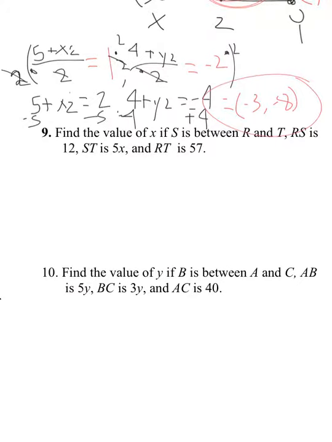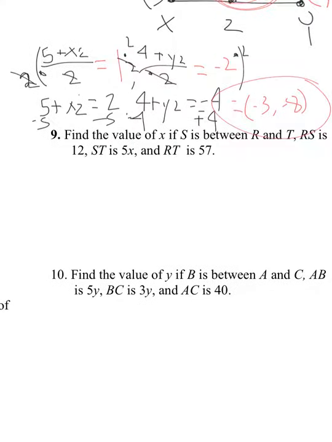All right, we keep going. Find the value of x if s is between r and t. RS is 12, ST is 5x, and RT is 57. So pretty simple. You have your segment R, T, S, and RS is 12, ST is 5x, and RT is 57, the whole thing.